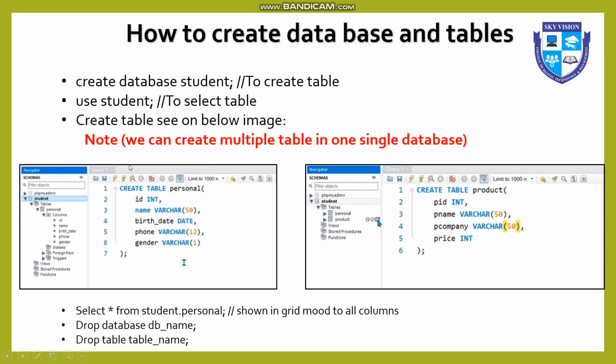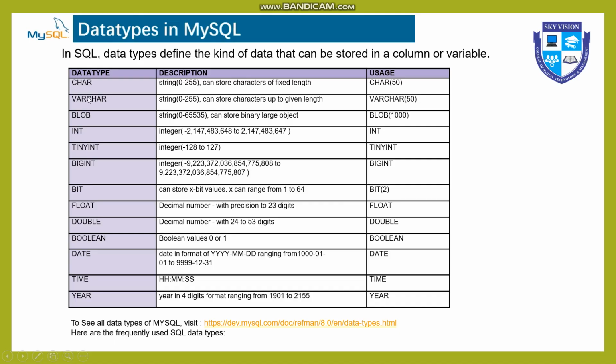You can see whenever we are writing inside the columns, we need to put what data type we are using, right? The data types are like int, varchar, date type. We have different types of data types. You can see char, varchar, blob, int, tinyint, smallint, bigint, bit, float, double, boolean, date, time, and year. These are the different data types, okay.